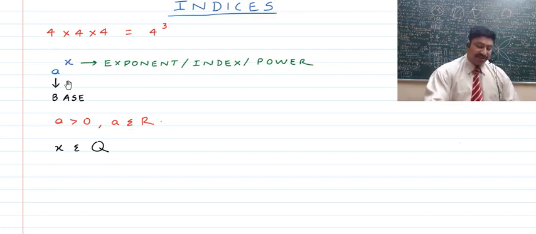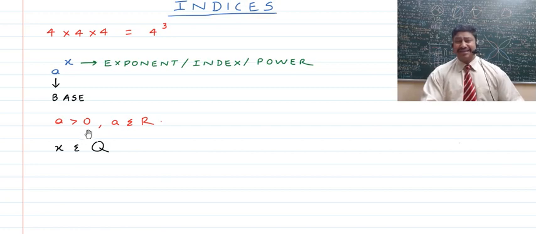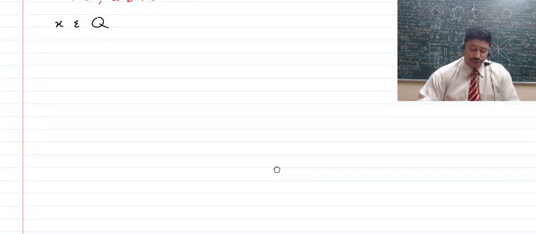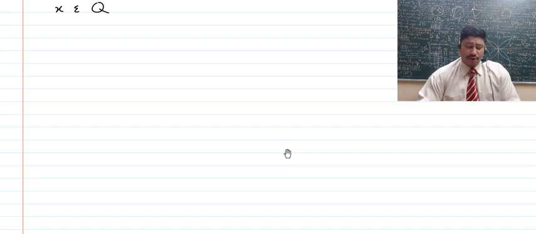Now if a is a negative number, then this number will be a complex number, and that is why, because we normally want to study real numbers, we talk about a as a positive number, right? Now if we talk about x, remember, it has to be from the set of rational numbers, be it positive or negative, it has to be from the set of rational numbers Q, right? So these are a few facts about indices which you should know before you start applying them.